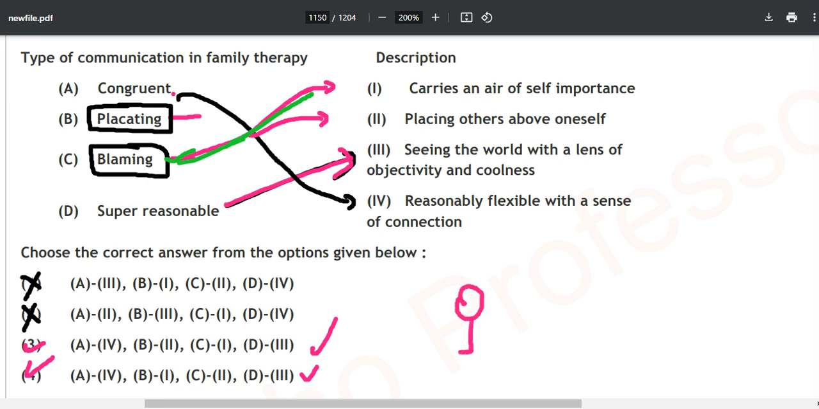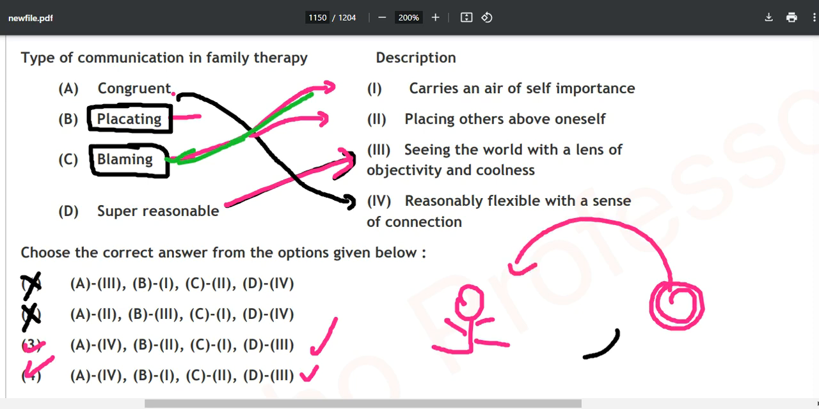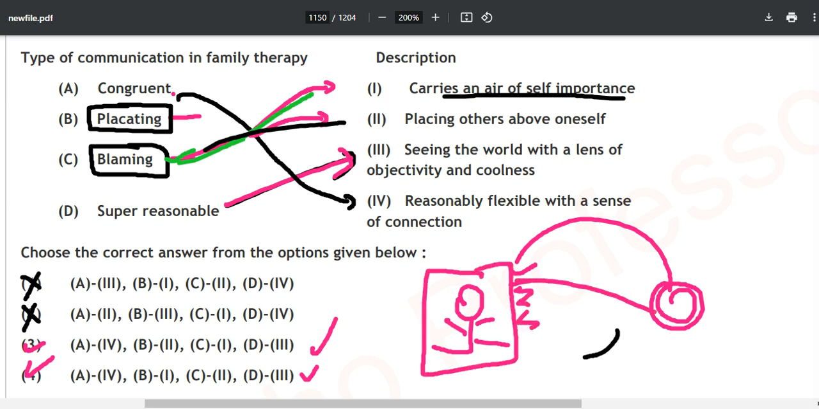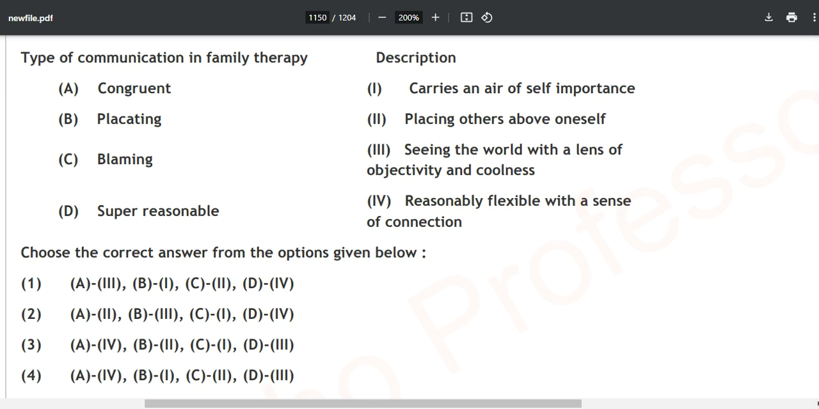When you blame someone, are you placing others above yourself? The statement is asking whether this will be blaming or carries an air of self-importance. You will blame someone when you think, I am the boss, I will do this and I will blame others. So pretty obviously C is going with the one factor, carries an air of self-importance. In that case you will blame if you have self-importance. So blaming goes with C1 and then you have the answer.